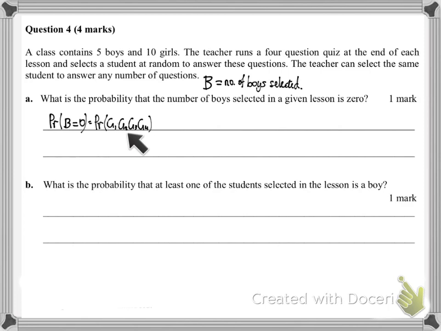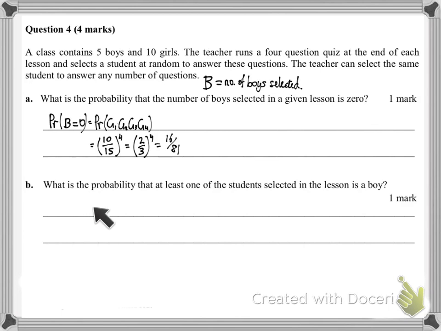So these are all intersections of events. So what's the probability that a girl is selected? Well, that will be 10 out of 15 altogether. But there's 4 occasions of that, so we have that probability to the power of 4. 10/15 is 2/3. It's important to be able to simplify fractions. If you can't do it at year 12, you're in trouble. And then to the power of 4, 16 on 81.